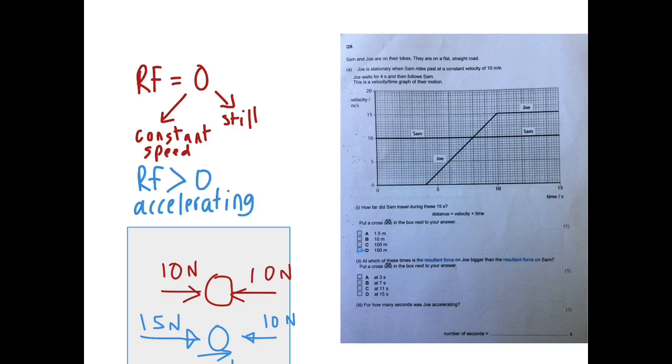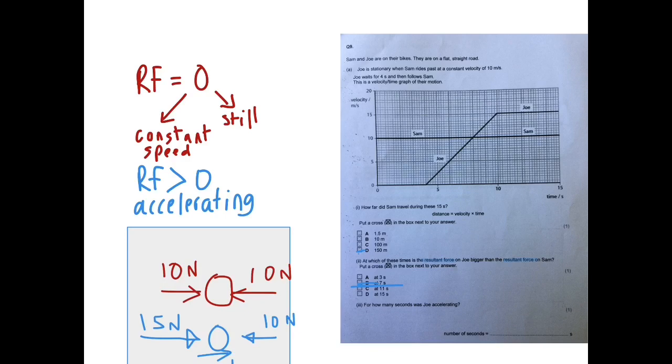So the next part is just reading a graph. So 3 seconds, nope, that would be here where they're not moving. Then 7 seconds, well, that's on the rising part of the graph. So yes, it would be 7 seconds. That's the answer.